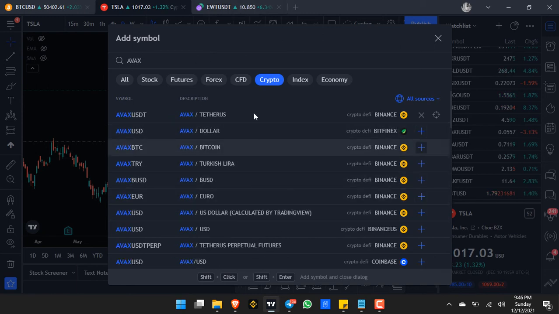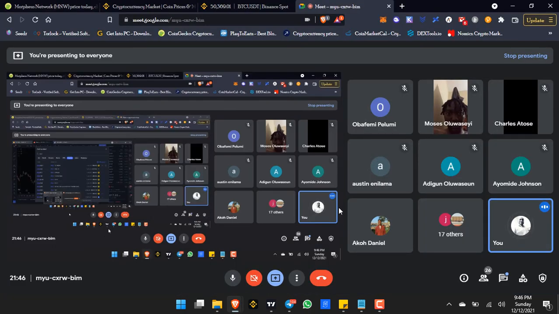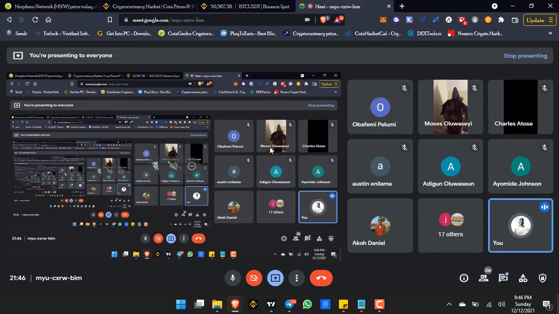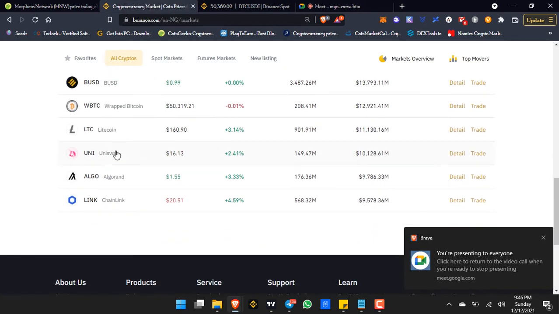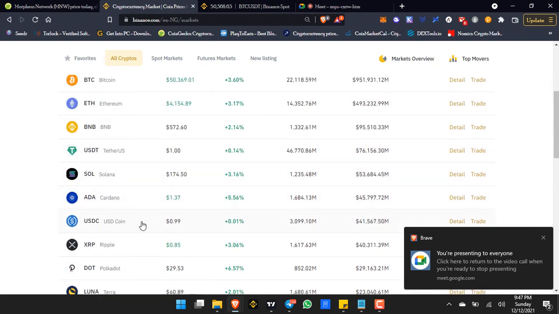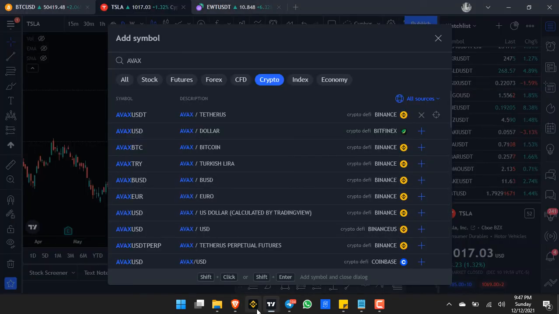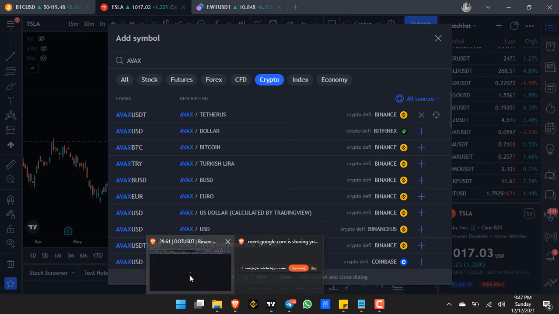If you don't want to do this, go to Binance. You see all your pairs. These are all your regular market pairs. Search for any one you want. When you click on it, it will bring out the chart for you. So you that don't want to download the TradingView app can easily do that from your Binance app. It's easily accessible from there.